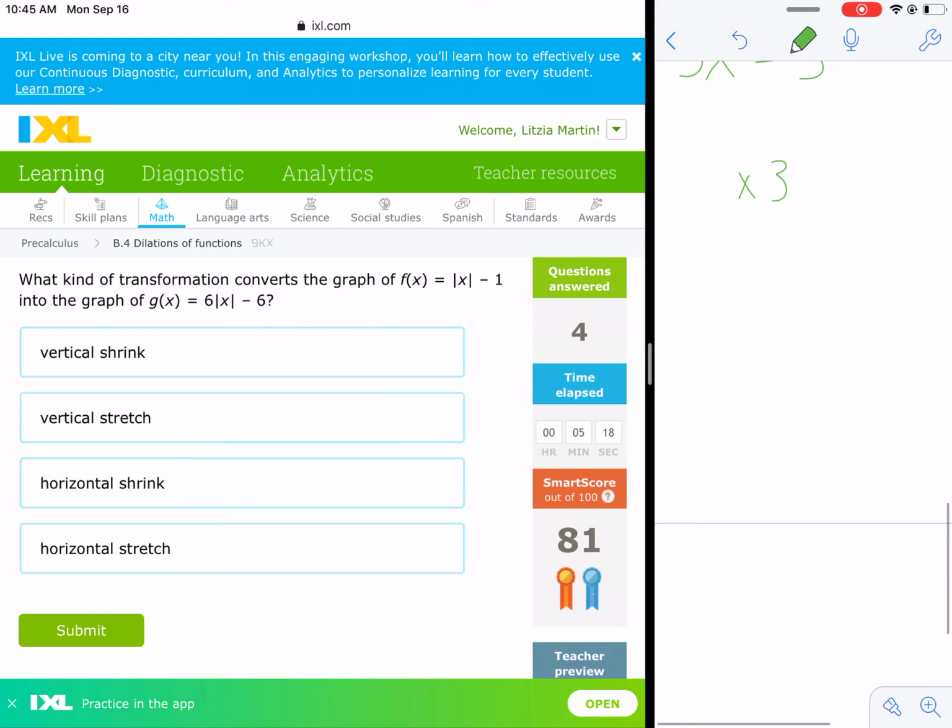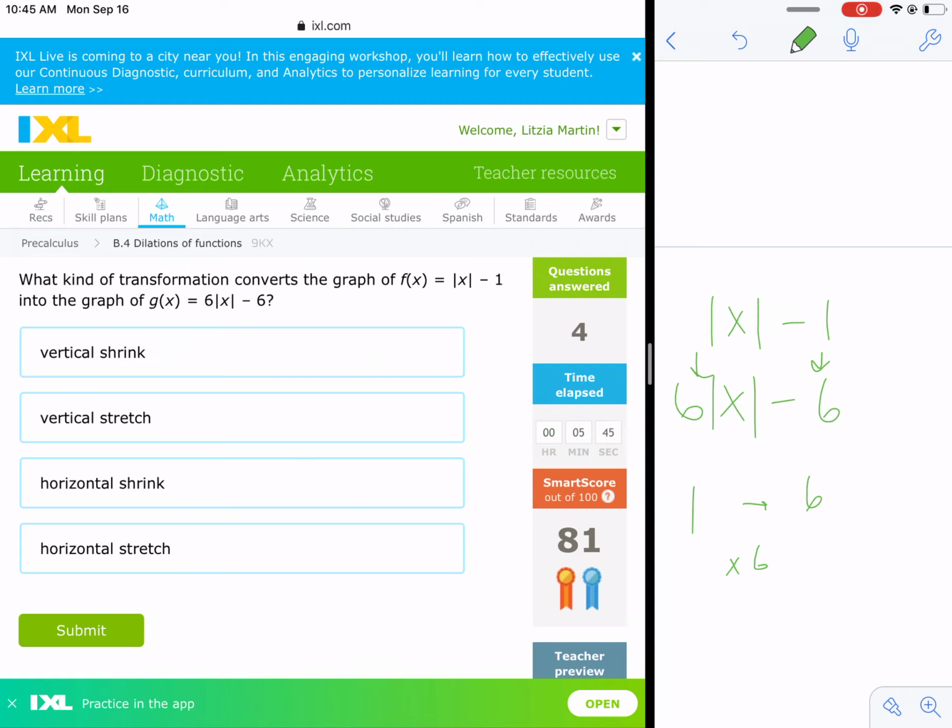And we'll do another one of these examples. We're going from absolute value of x minus 1 to 6 times absolute value of x minus 6. So both of these terms are changing, so we know that it's going to be a vertical dilation. And we're going from 1 to 6, so we're multiplying it by 6. A big number is going to mean a vertical stretch.